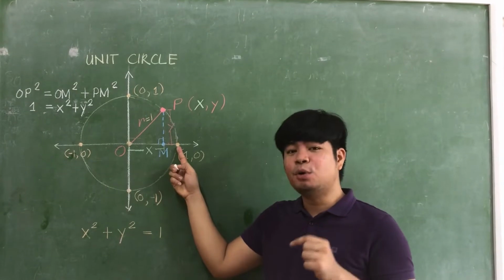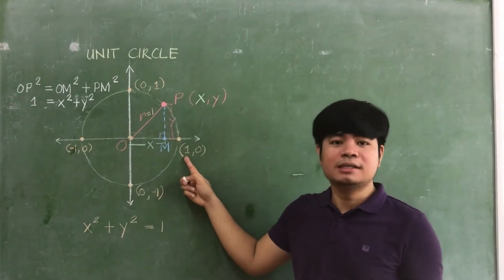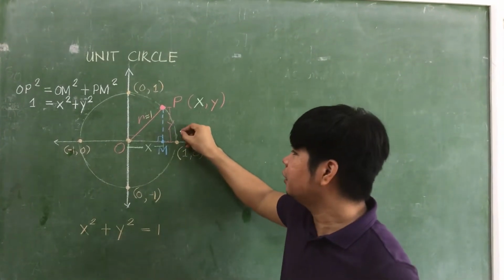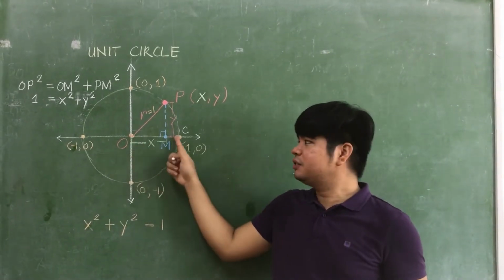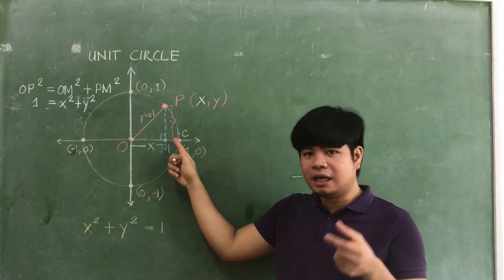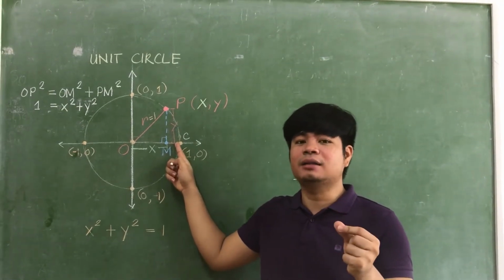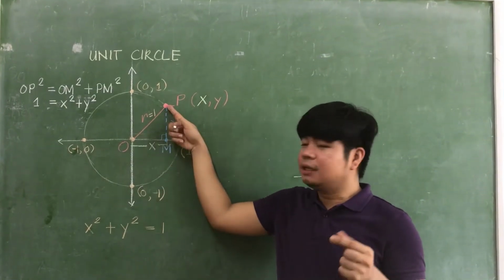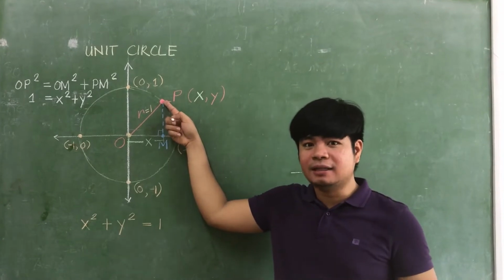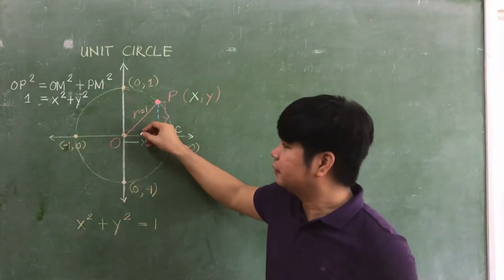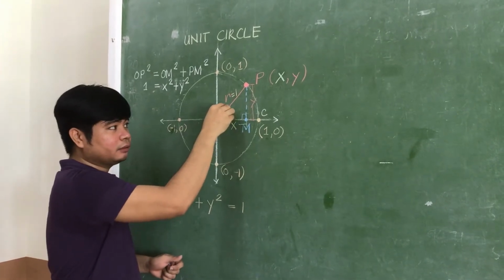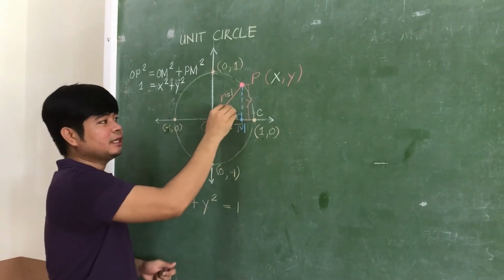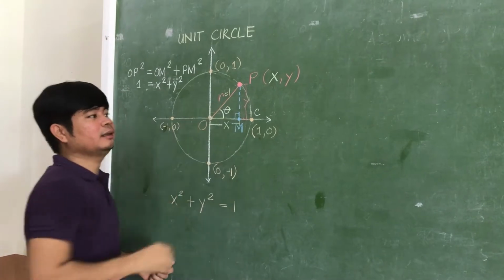I will name this point, having coordinates (1, 0), as point C. So I have line segment OC. This OC can represent an initial side, and OP can act as the terminal side. So it means to say that there is an angle being formed, and that is represented by theta.